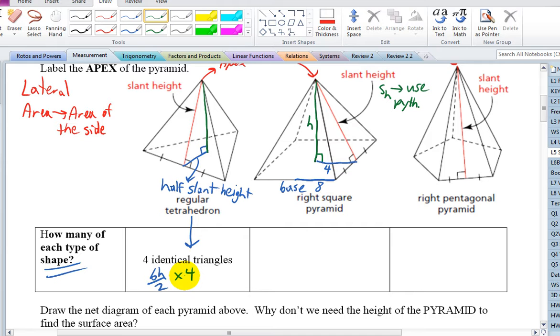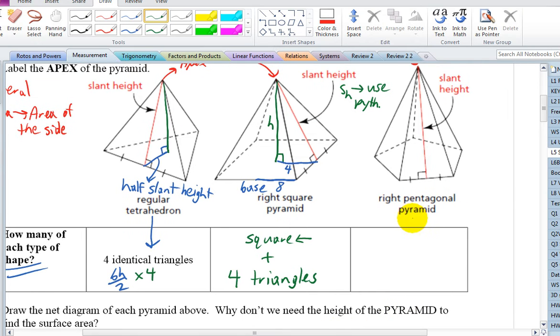The right square pyramid, what shape is the base? Square. Plus what? 4 triangles. And they're all identical, only because of the square. So you got to really recognize, because of course we're going to throw in the rectangle just because we're mean. And what about this one? Pentagon and 5 triangles, all identical.